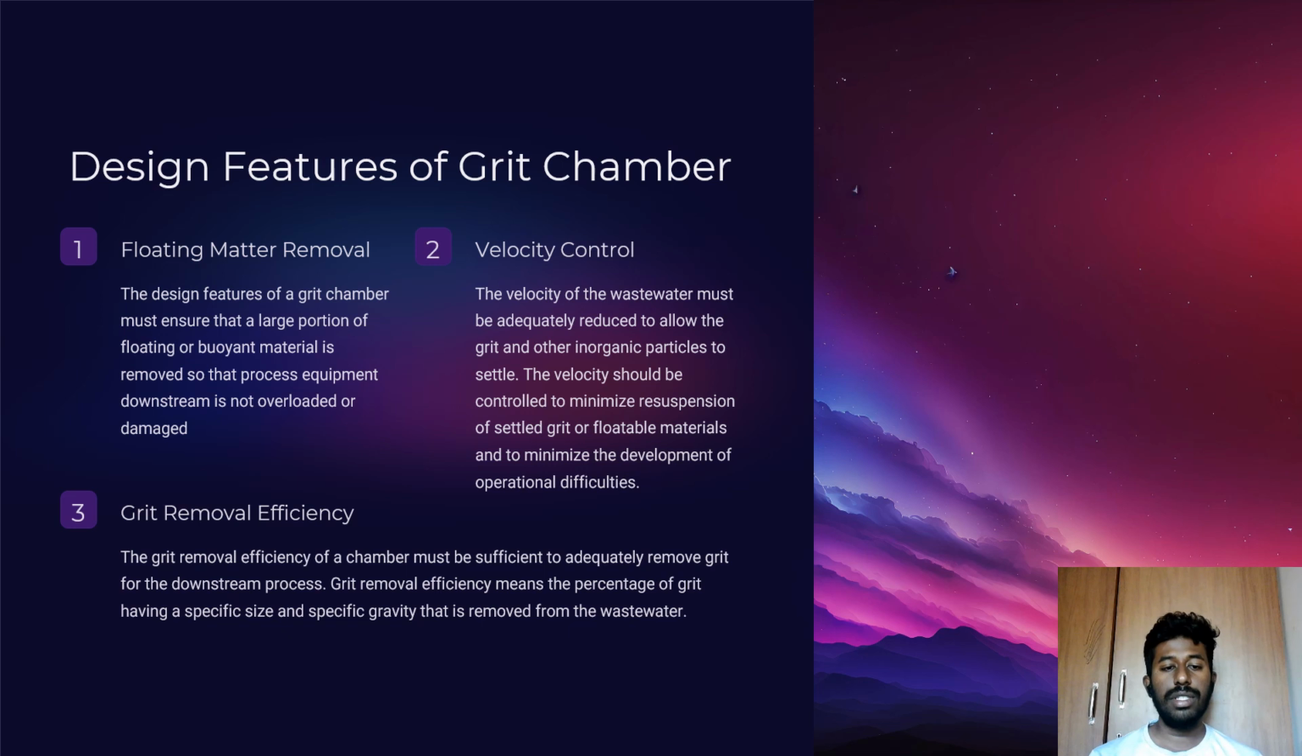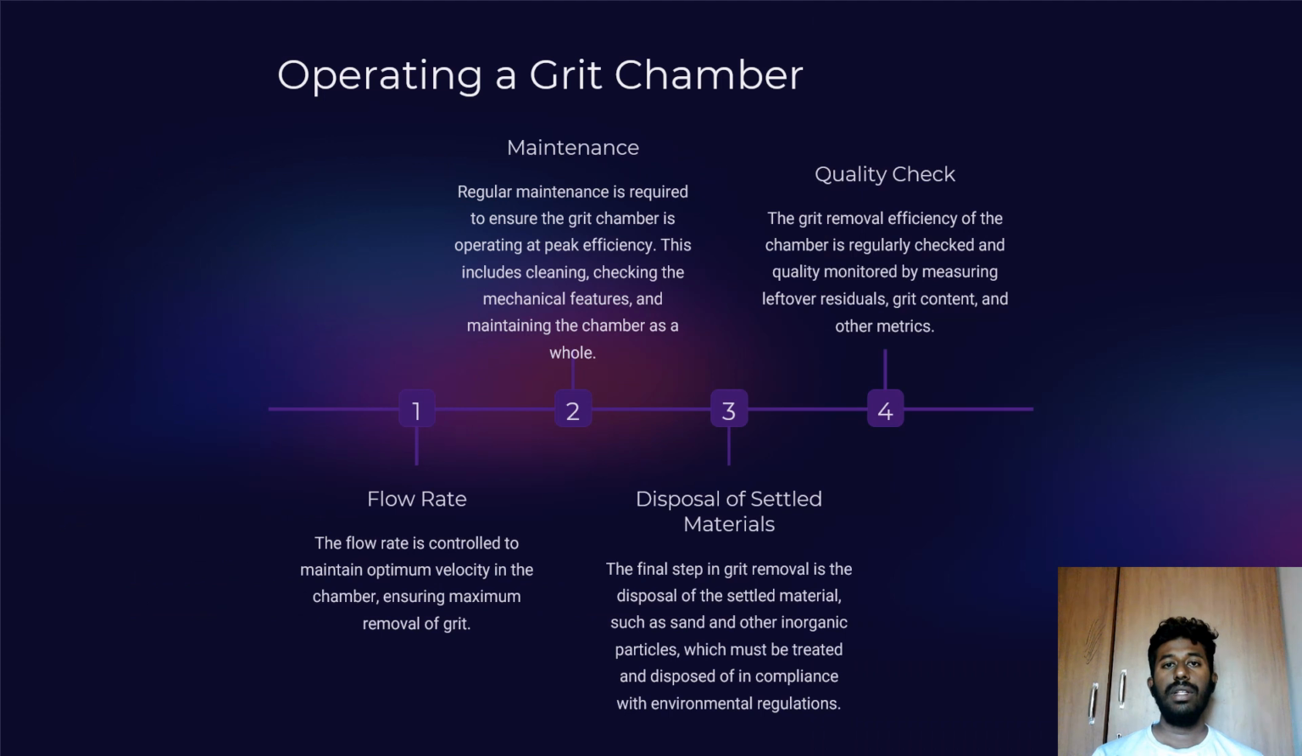Grit removal efficiency, the last point. The grit removal efficiency of the chamber must be adequate to remove grit before the downstream process. Grit removal efficiency means the percentage of grit having a specific size and a specific gravity that is removed from the wastewater. So moving on to the next slide, operating a grit chamber. There are mainly four operations in a grit chamber. These are flow rate, maintenance, disposal of settled materials, and quality check. So let's look at them one by one.